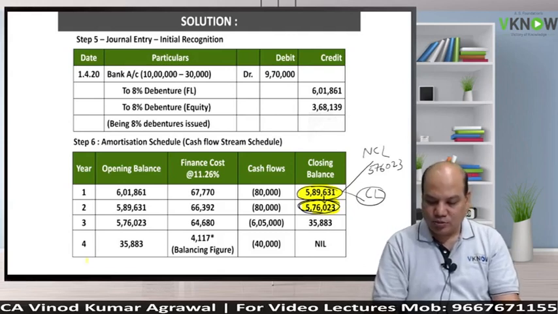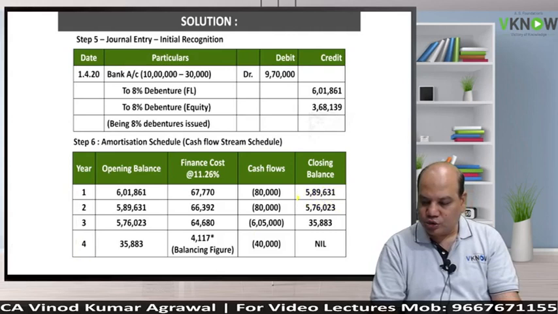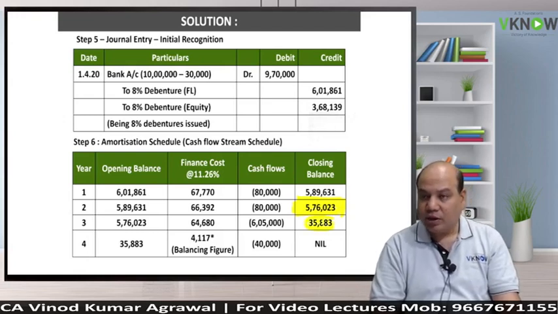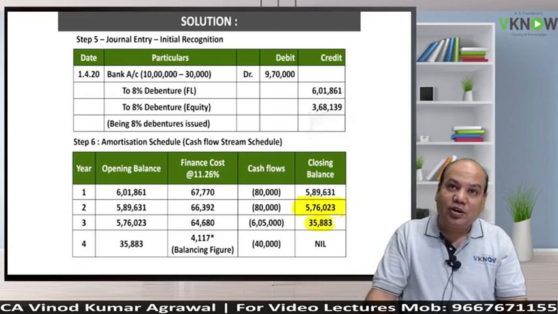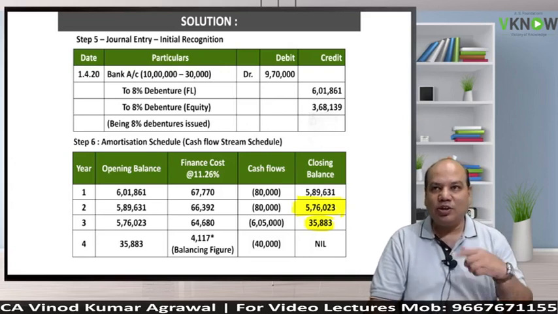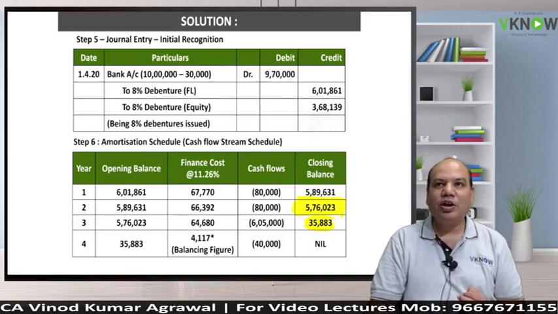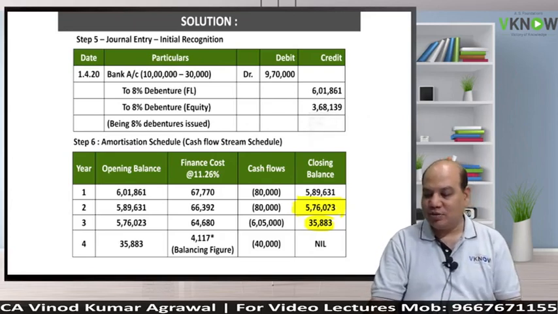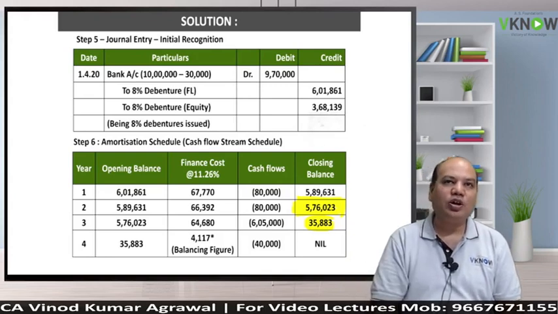Okay, I will ask you one more question. You go to the second year. You find this is the liability. Out of that, 35,883 is still there in the third year. So this 35,883 will become non-current liability. The next year's figure is the non-current liability if it is lower than this figure. If it is higher than that figure, the entire amount is treated as non-current liability.